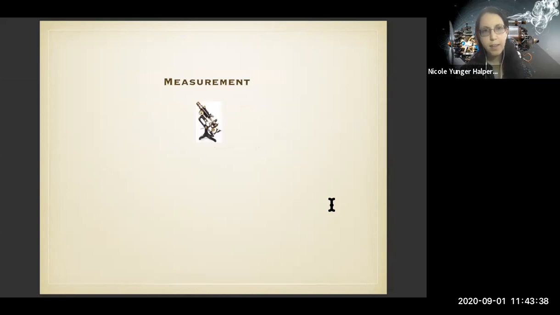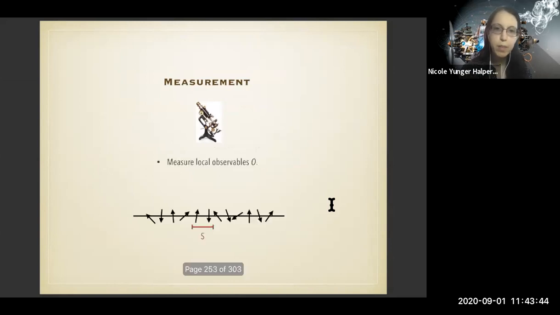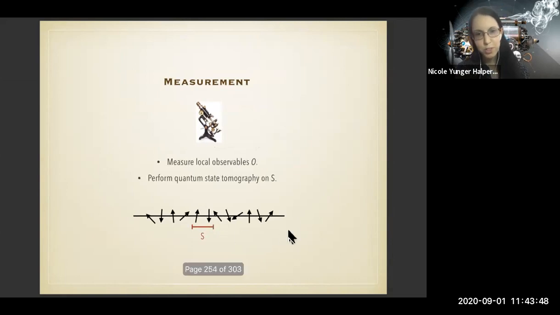But we have a setup, a preparation procedure, an evolution, and a prediction. What should we measure? We can measure these local observables O, or we might as well just perform quantum state tomography on the small system of interest, which is small, say about 2 qubits. So quantum state tomography, even though as the system size grows, costs more and more, is feasible for just a small system of interest.